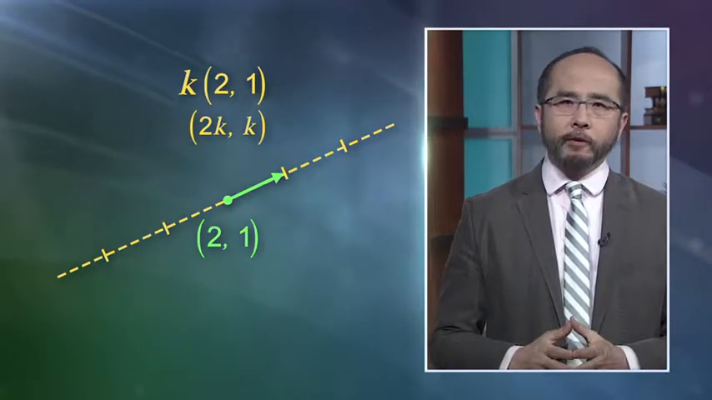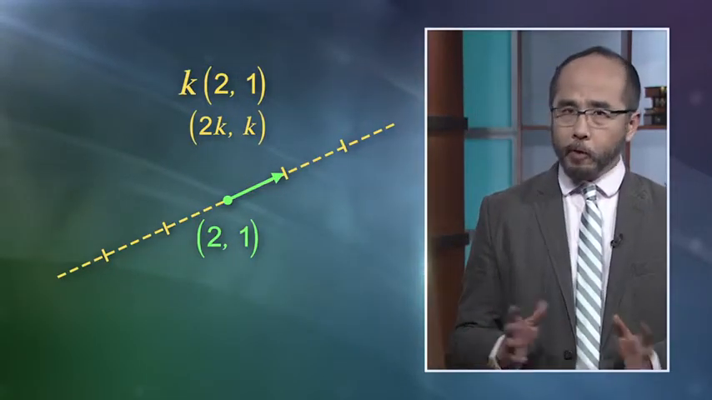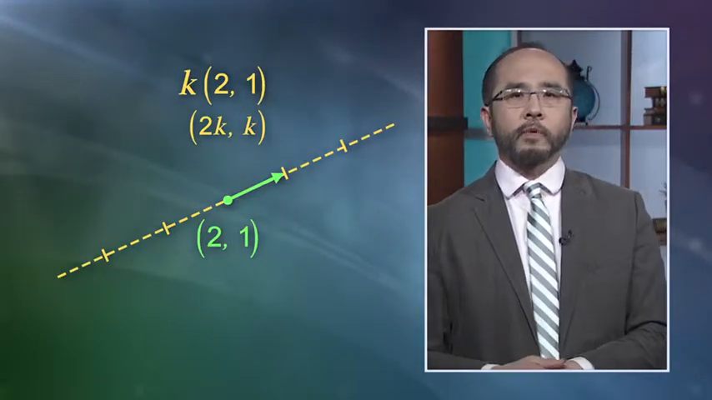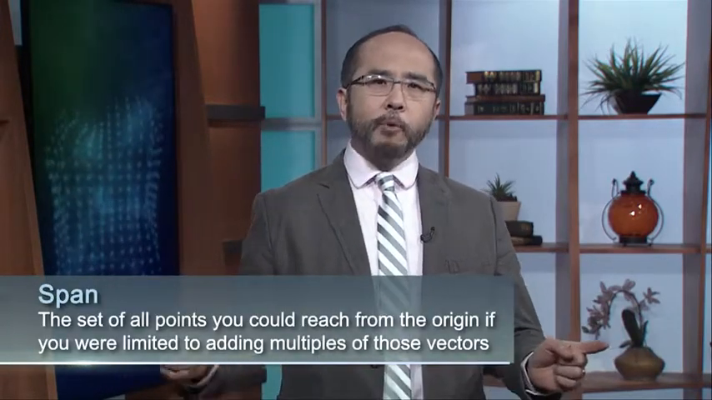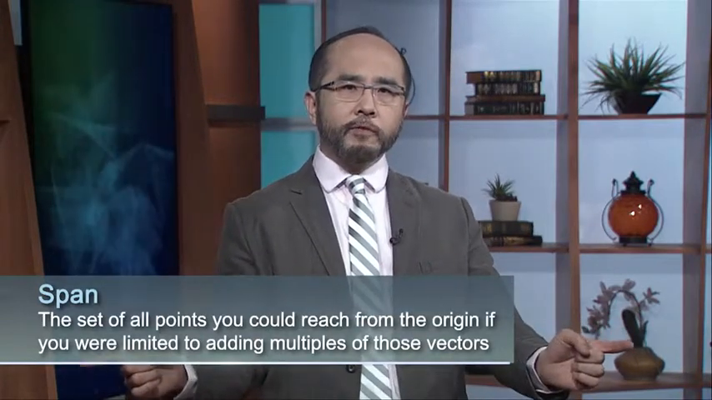Note that k could be negative. So this forms a line in the plane because you can go both forwards and backwards in the direction of (2, 1). The span of 2 vectors, say v1 and v2, is the set of all linear combinations of v1 and v2. This means it could be any multiple of v1 plus any multiple of v2. And another way to say it is the span of a set of vectors is the set of all points you could reach from the origin if you were limited to adding multiples of these 2 vectors.